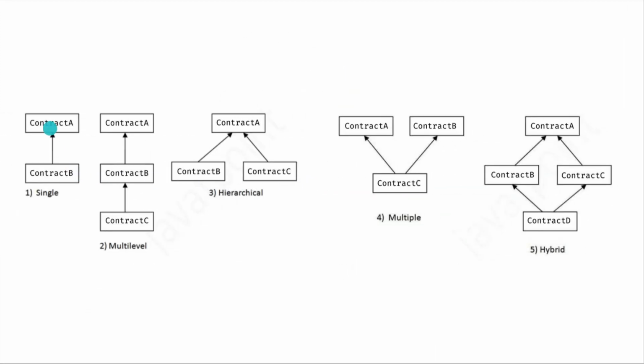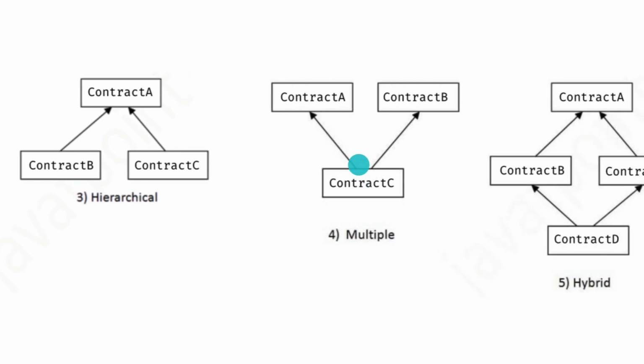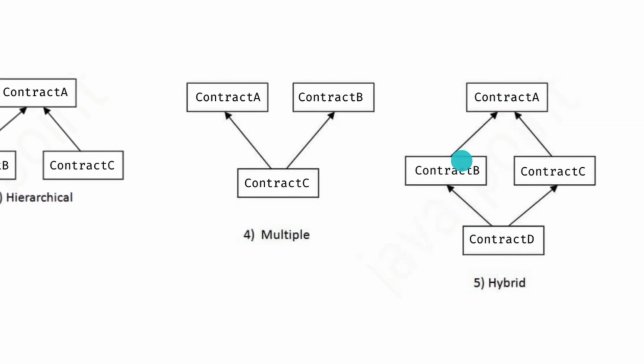So this would be the single case here. But inheritance actually works also with multiple contracts. And you can have multi-level, hierarchical, multiple or hybrid inheritance. So you can see we can inherit from multiple contracts as shown here. We can inherit from a contract in multiple other contracts as shown here. And we can even inherit from multiple contracts that have the same underlying base contract as shown here.